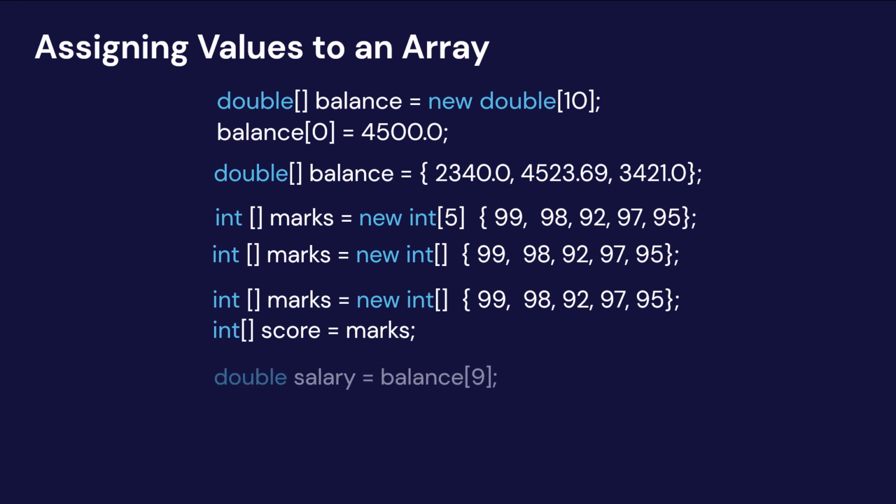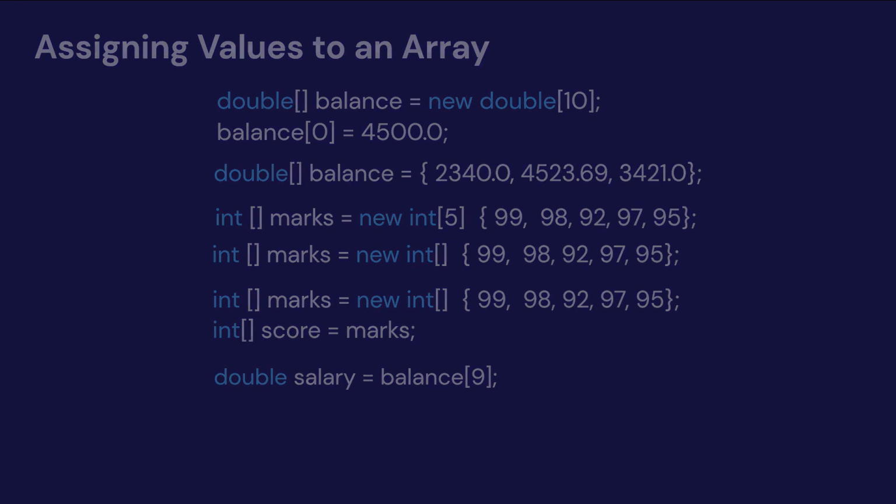An element is accessed by indexing the array name. This is done by placing the index of the element within square brackets after the name of the array. For example, double salary = balance[9].